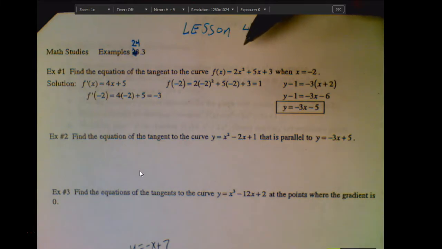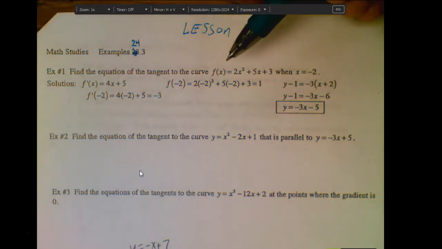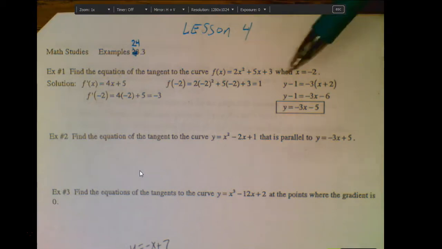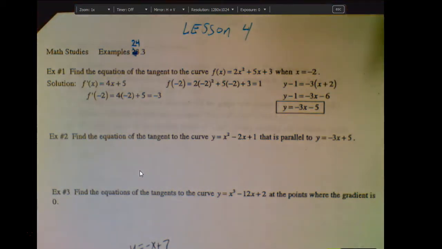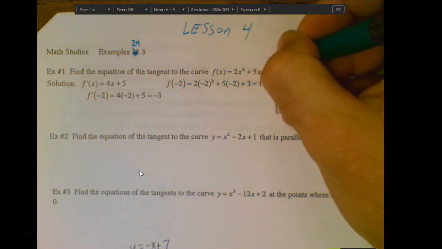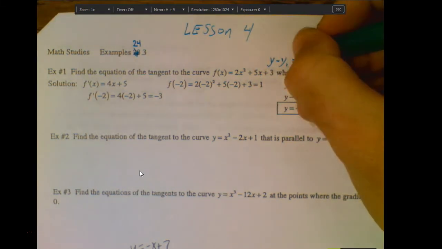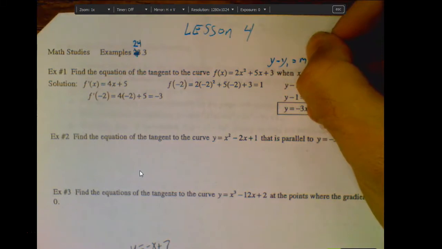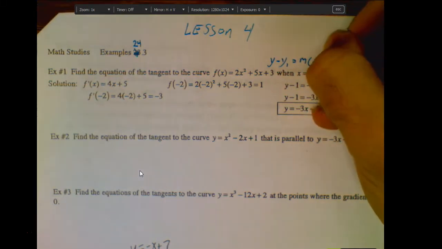So the first one's already been done for us, so let me just talk you through this example. But let me give you the overall idea first. Anytime you're going to write the equation of a line, we need a point, which means an x and a y coordinate, and a slope. That way we can use this point slope process in order to do that. And so point slope formula looks like this. So y minus y1 equals your slope times x minus x1.